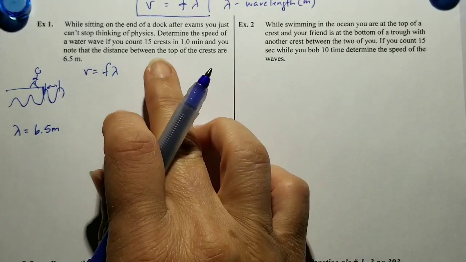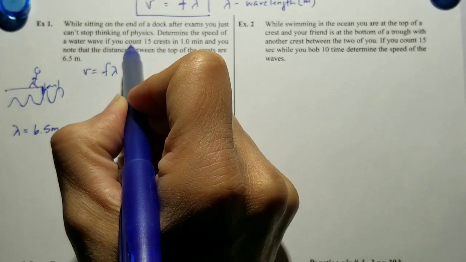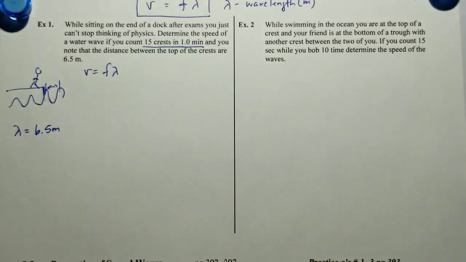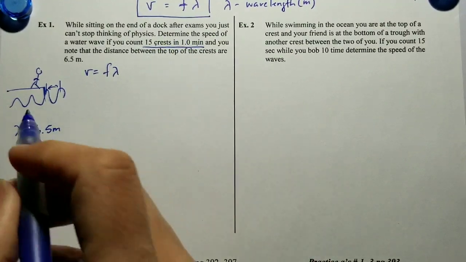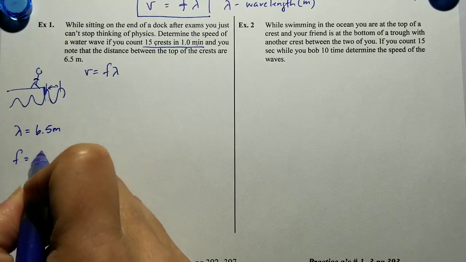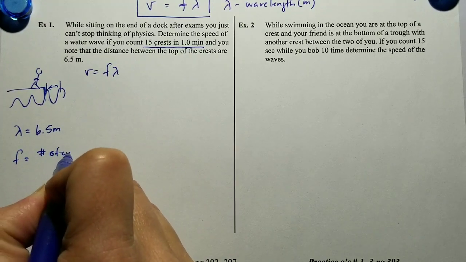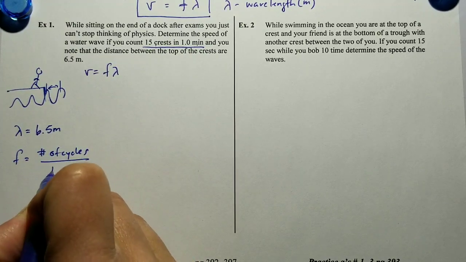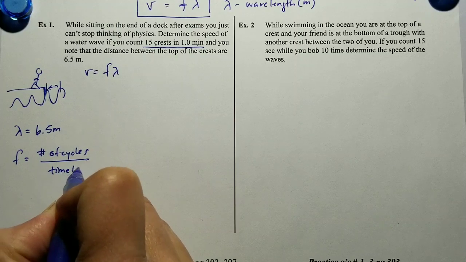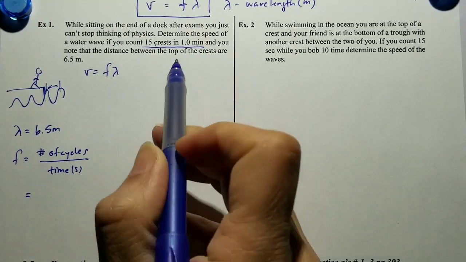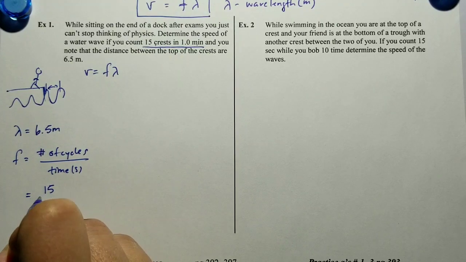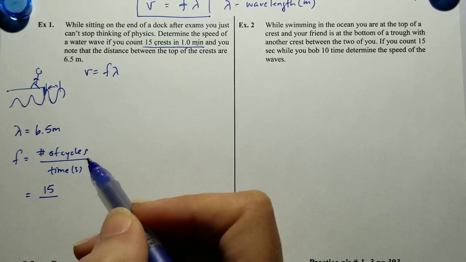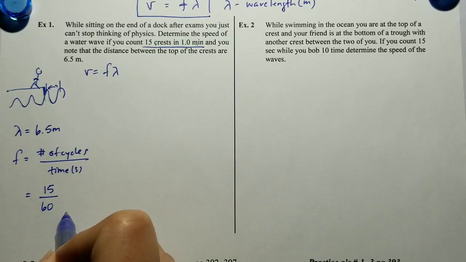All right. Now the other information, you count 15 crests in 1 minute. Well, that gives you something about frequency because it's telling you the number of cycles in a given time. So the frequency is number of cycles per time, and we usually want this in seconds, all right? And we're given it in minutes. So it's 15 cycles. You don't need to really write any units, it's 15, and that's 60 seconds.